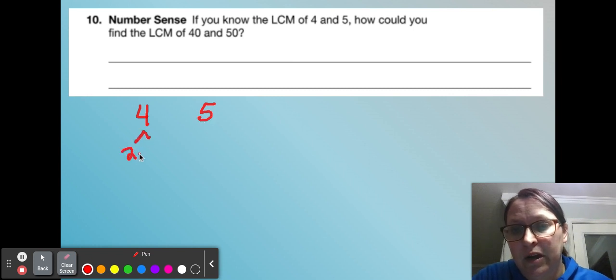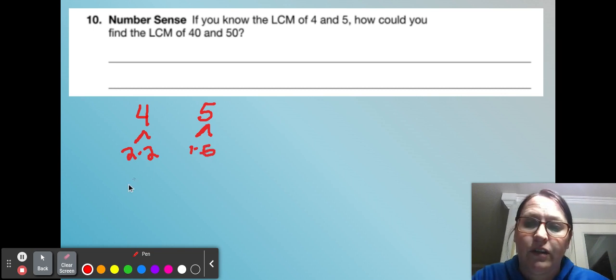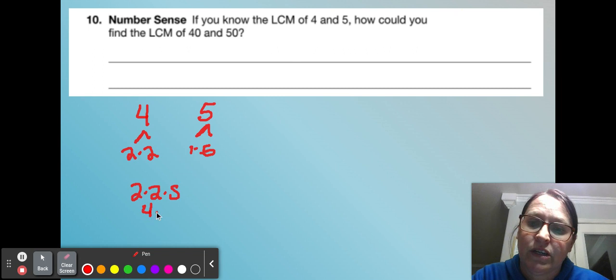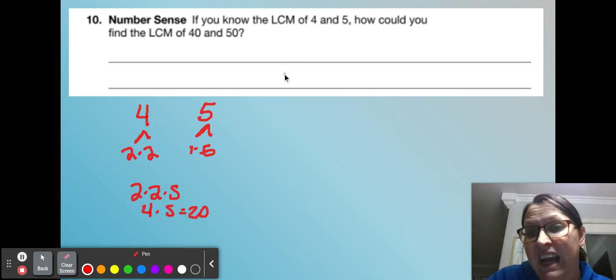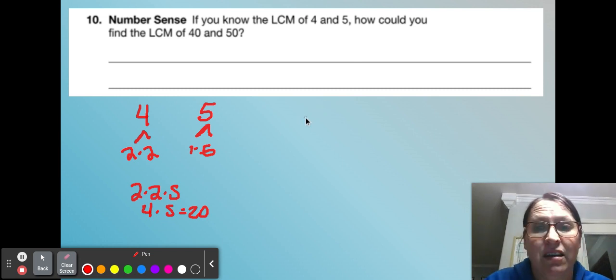4 is 2 times 2. 5 is 1 times 5. So 2 times 2 times 5 is 4 times 5, which equals 20. Now let's look at 40 and 50. This is a little trickier because it's 4 times 10 and 5 times 10.